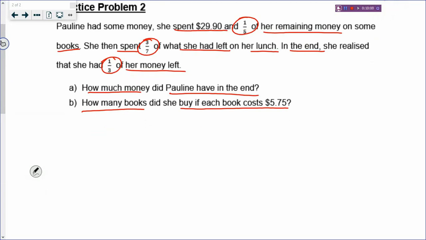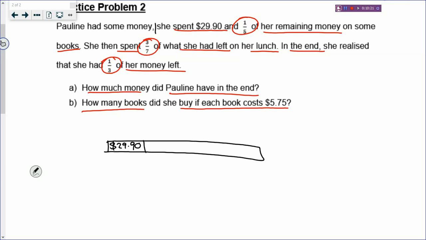Alright, so I will draw a rectangle, and this is Pauline's money. Don't draw too small. And she spent $29.90, so you cut one part and you put the number inside. You can only put numbers in the boxes. You don't put labels inside. Labels are always put on the outside.